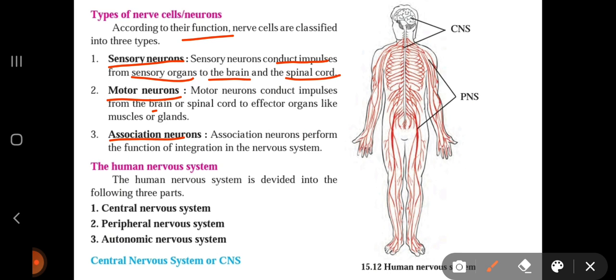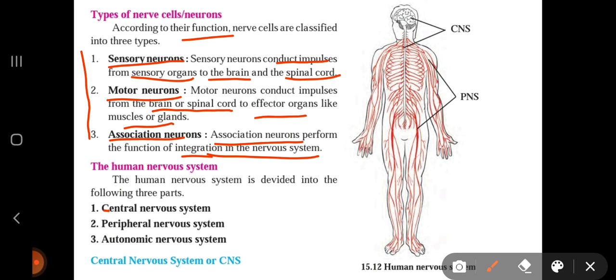Motor neurons conduct impulses from the brain or spinal cord to effector organs like muscles or glands. So the impulse is coming from the brain or spinal cord and goes to the effector organ, the organ where action is to be shown. Those neurons are called motor neurons. And association neurons perform the function of integration in the nervous system, which means they connect the sensory and motor neurons, so they carry out this association work, integration work. So these are the three types of neurons in the body.